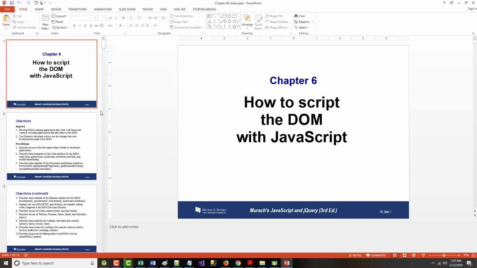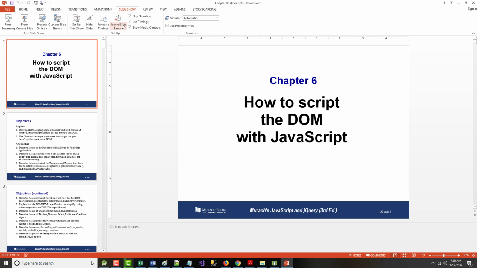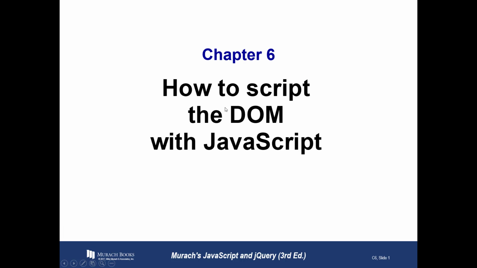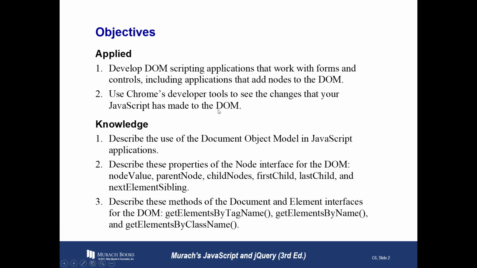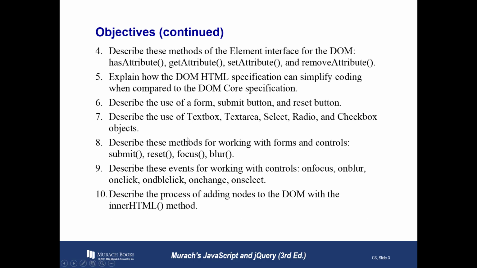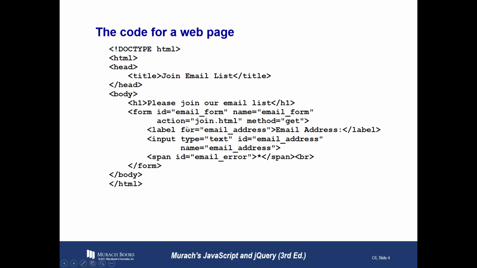So, how to script the DOM with JavaScript. To me, possibly, well, for sure, in the JavaScript section of this book, this is the hardest chapter. Why? Because it's the most all-encompassing. We talk about the DOM, or the document object model, in here, and how you work with it. Basically, anytime you create a web page, a document object model is created. And you can manipulate anything on that document object model that has an ID.